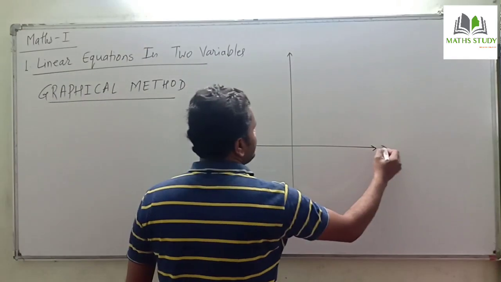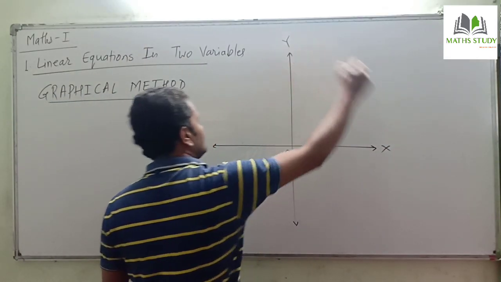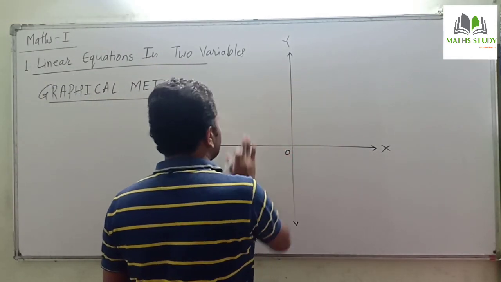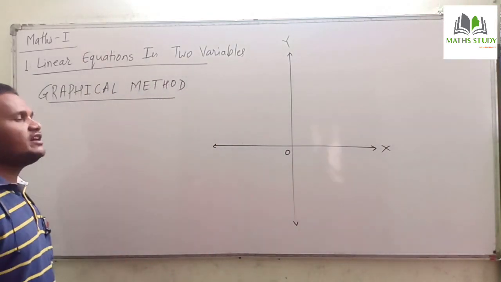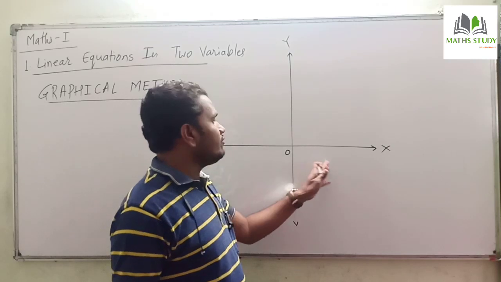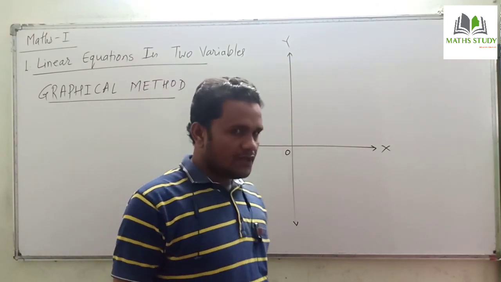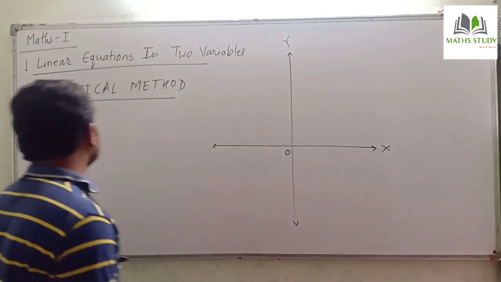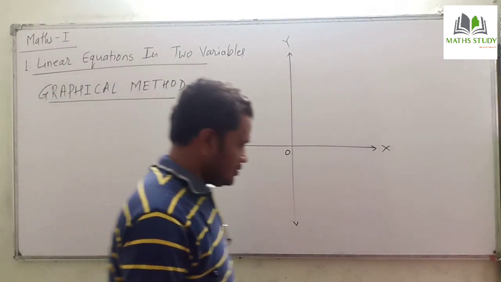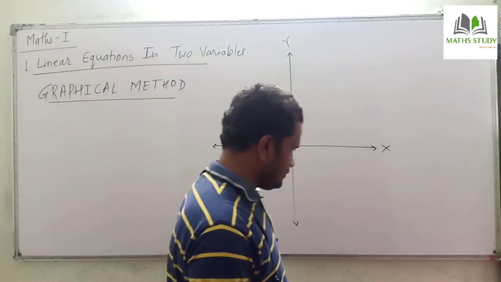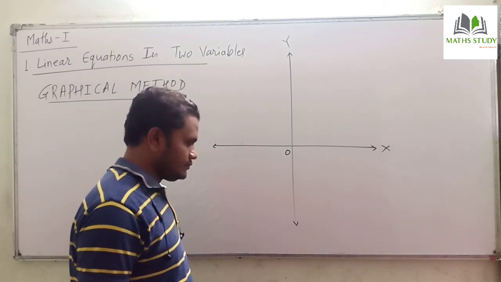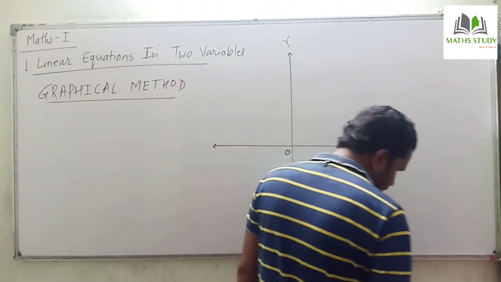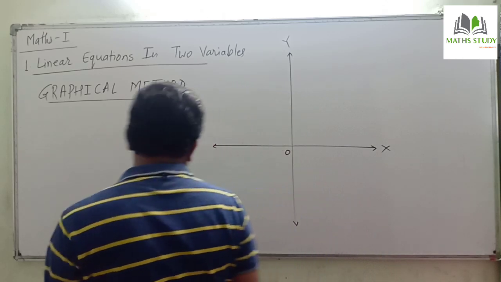We know this is called the Cartesian coordinate system: x-axis, origin, y-axis. To draw a graph, we know these are the four quadrants, which is part of coordinate geometry. In coordinate geometry, we have seen this in detail. But in the case of linear equations, let us take one example. x plus y is equal to 6, x minus y is equal to 4.